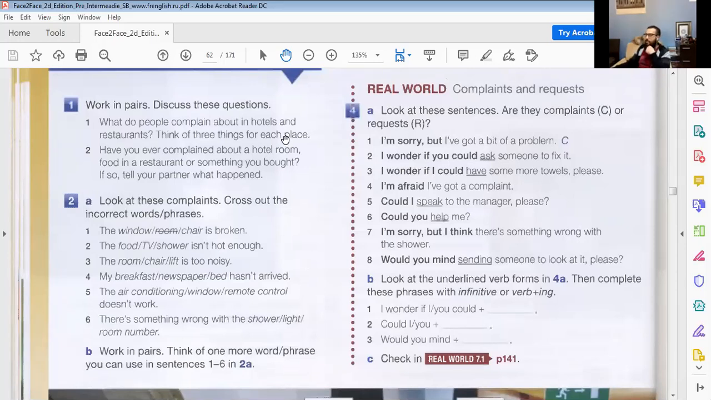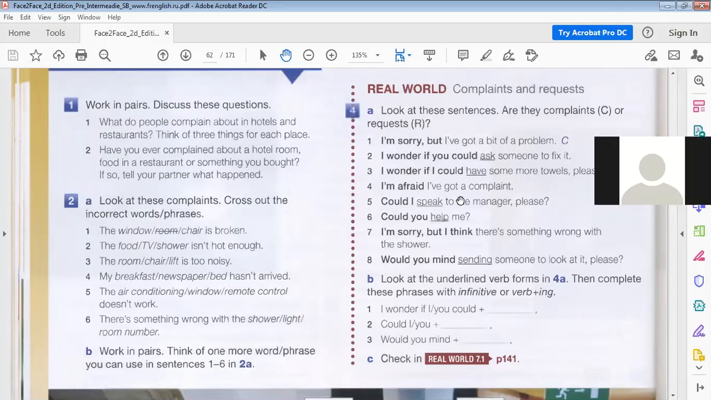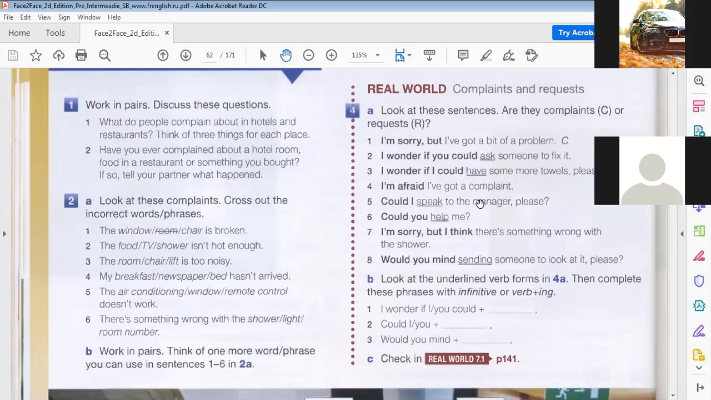Okay, so let's imagine we have a hotel or we have a restaurant. What do you think are the most common complaints that you might hear? Let's say we own the hotel or we own the restaurant, and maybe some of the people who are staying at our hotel are going to complain. What do you think these complaints will be? Or at our restaurant. What's the main complaint?